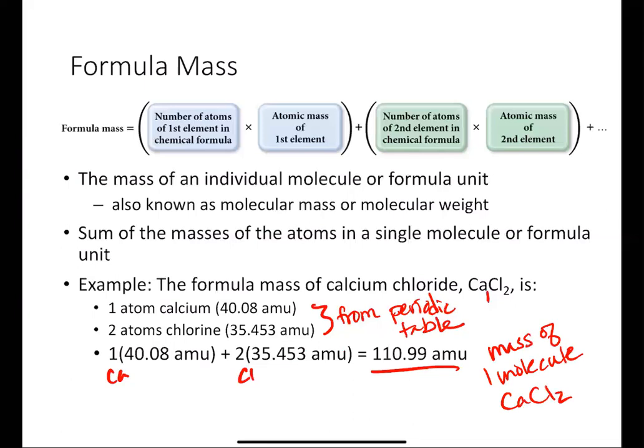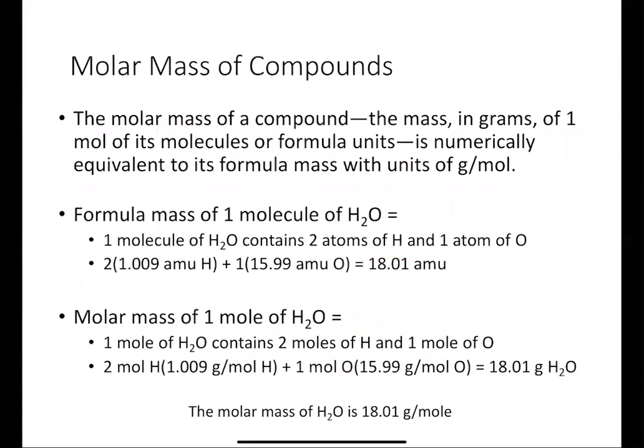Okay, but that's not the mass of a whole mole. If you had a whole mole of that, it would be the same number, but it would be in grams. So we'll get to that in a second. Here it says that the molar mass of a compound, which is what we call it because it's the mass of 1 mole of a compound. We learned about the molar mass of an element in chapter 2, and we can get that off the periodic table. But it's the same thing for a compound. We just have to add them up.